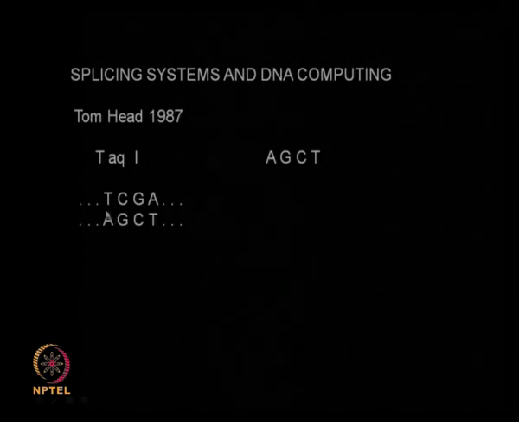T always combines with A and C always combines with G, they are called complementary pairs. So, A always pairs with T, G always pairs with C, and there is a double hydrogen bond between A and T, and a triple hydrogen bond between C and G.